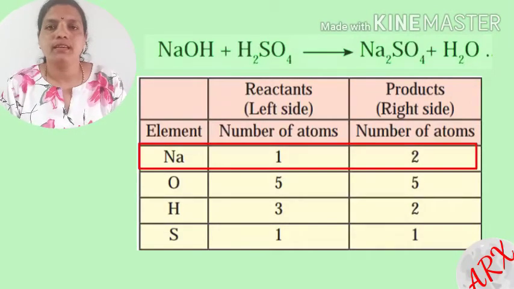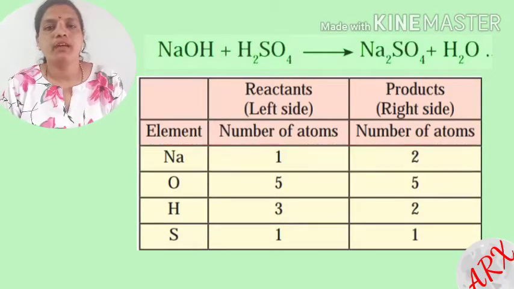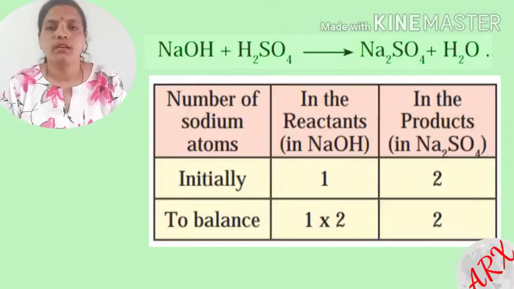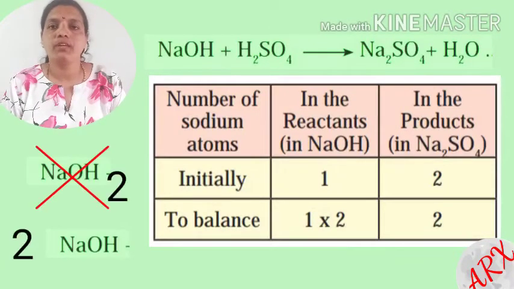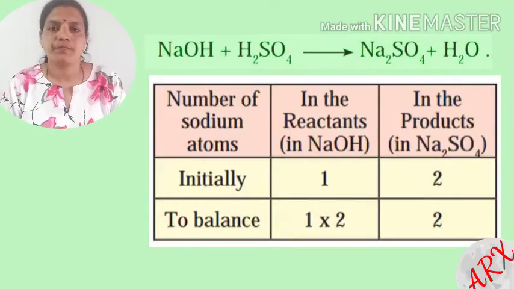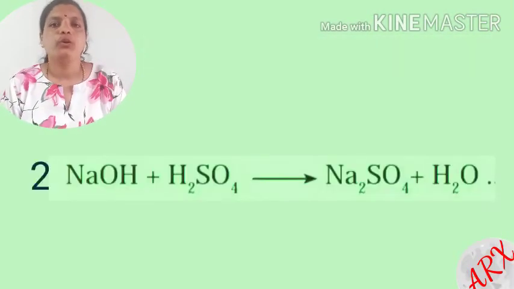Now if we see, the number of sodium on the left hand side is 1 and on the right hand side is 2. So we will multiply 1 by 2, so the reaction will be balanced. Now students, always remember, we can't change the chemical formula. So we have to write 2 in front of the compound, that is NaOH. So the reaction will be 2NaOH plus H2SO4 gives Na2SO4 and H2O.